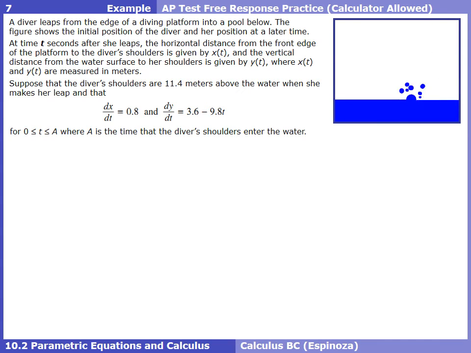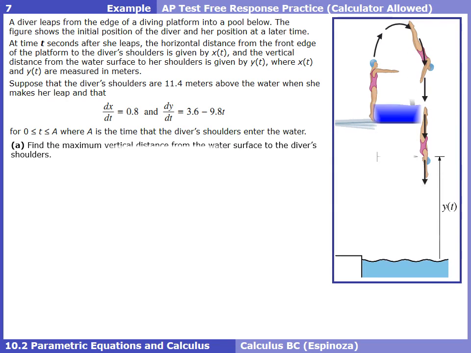and in this particular situation we're dealing with a diver leaping from the edge of a diving platform into the pool below. The figure right here, not the animation, but the figure shows the initial position of the diver and her position at a later time. At time t seconds after she leaps, the horizontal distance from the front edge of the platform to the diver's shoulders is given by x of t.